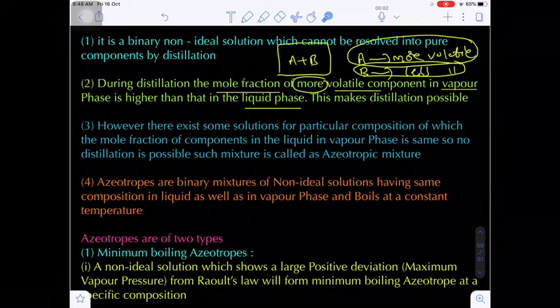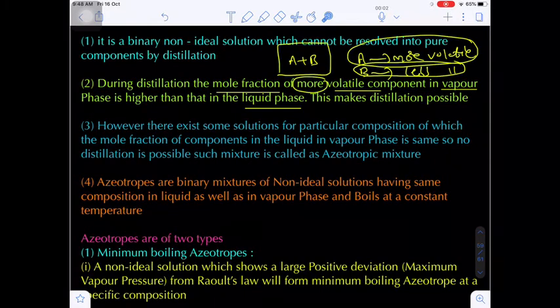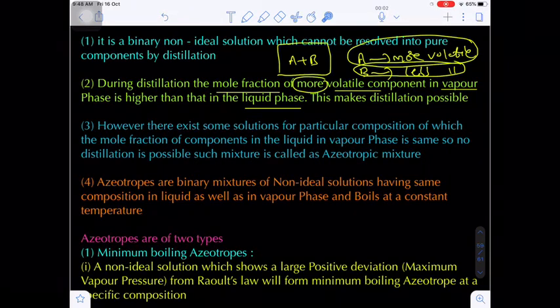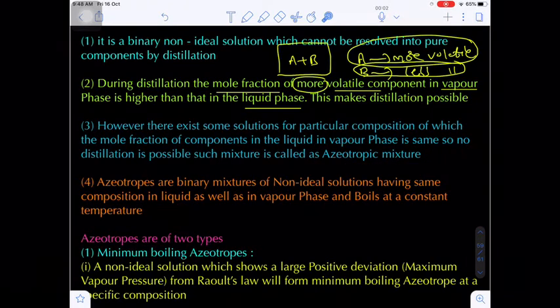Let's suppose some liquids in the solution have the same composition both in the vapor phase as well as the liquid phase. Such a mixture is known as an azeotropic mixture. Are you getting my point? That means azeotropic mixtures are those mixtures which have a constant boiling temperature.